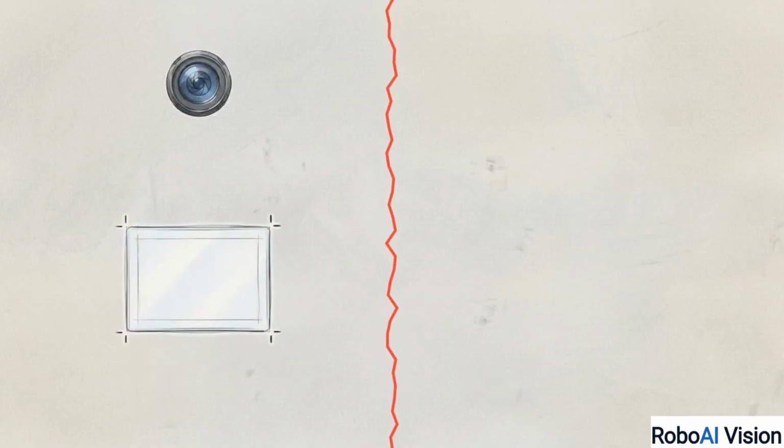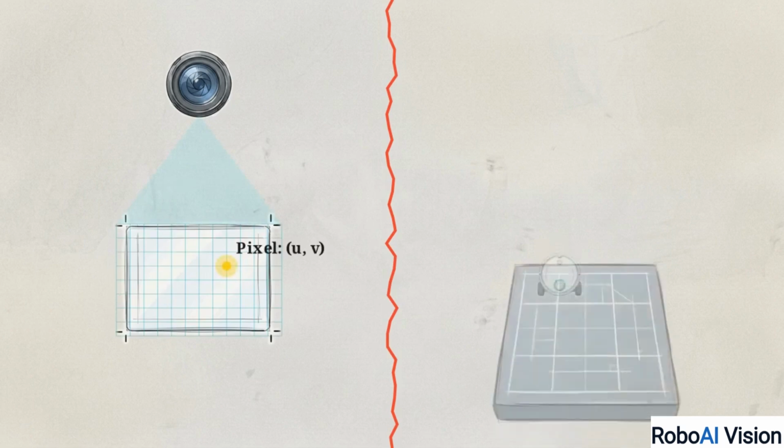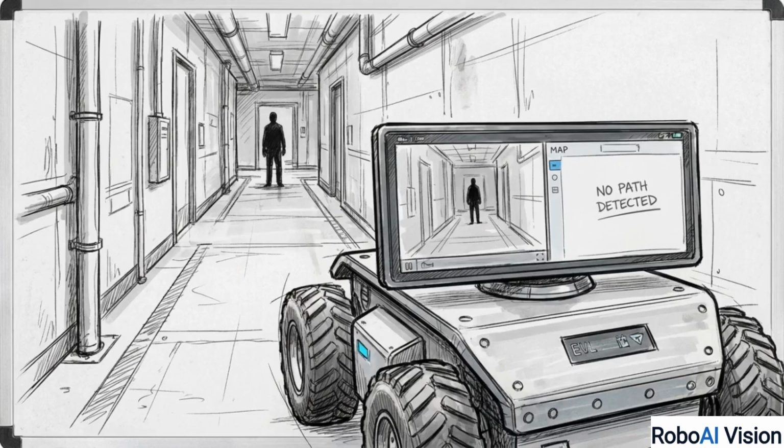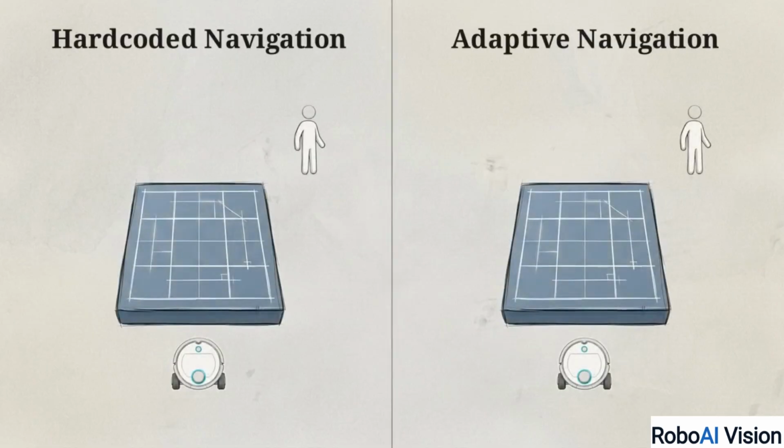The core problem is a language barrier. The overhead camera only sees the person as a collection of pixels on a two-dimensional screen. The robot's navigation stack, however, only understands spatial map coordinates measured in meters. When the system cannot translate pixel data into physical coordinates, the robot is functionally blind to the scene it is supposed to monitor. Let's view two robots side by side.